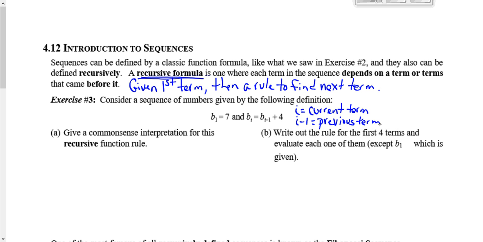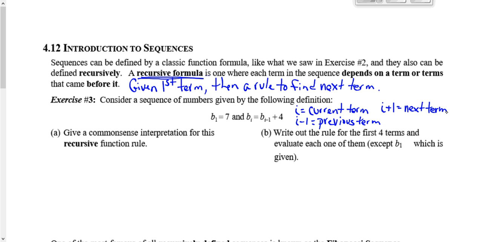Okay? But what if you want to talk about the next term? I plus 1 just refers to the next term. Right? So if I is the 5th term that you're looking at, then I plus 1, the next term would be 6. Yeah? The 6th one.